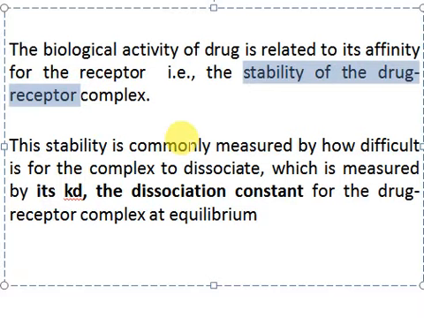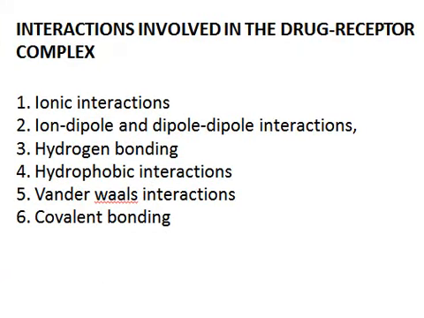So as I have already mentioned, for an ideal drug, it is important that the drug receptor complex should be stable, right? If your drug receptor complex is more stable, it will be formed in larger amount. As a result, the Kd value should decrease, right? For an ideal drug, the Kd value should be lower. So in the previous lectures, we saw that drug receptor interactions involve ionic interactions, ion-dipole, dipole-dipole, hydrogen bonding interactions, hydrophobic interactions, van der Waals interactions, covalent bonding, etc. Right?